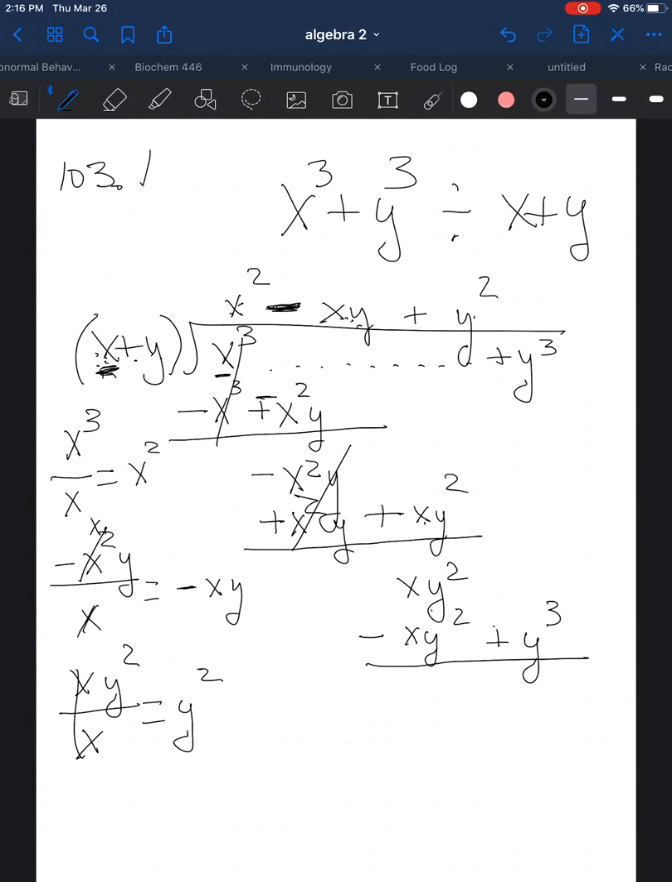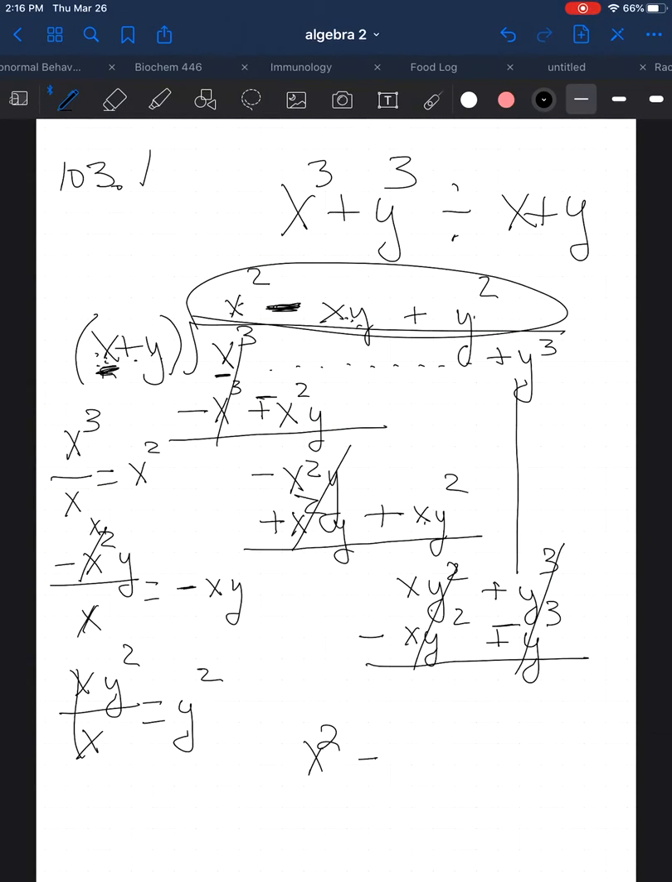Draw the line, change the signs, and then you'll notice that I can bring down this plus y cubed because these are like terms now. Well, that cancels and that cancels. So the answer is this: x squared minus xy plus y squared. All right, so what looked like it could be super simple is really a pretty complex division problem. Okay, one more like that.